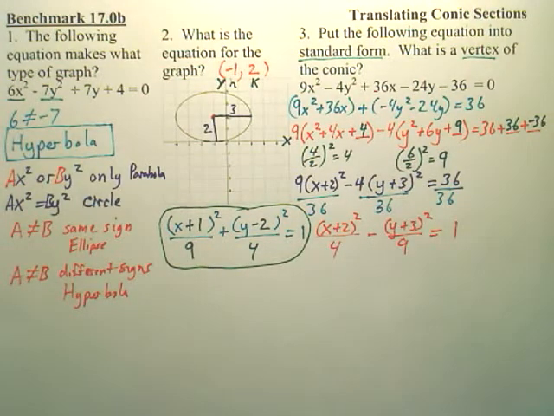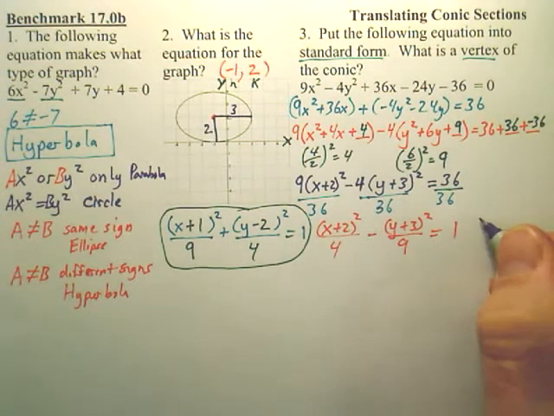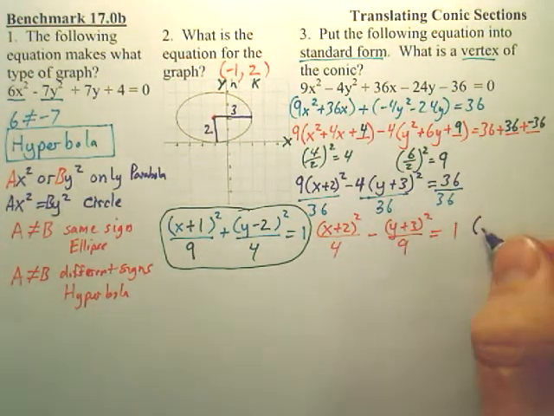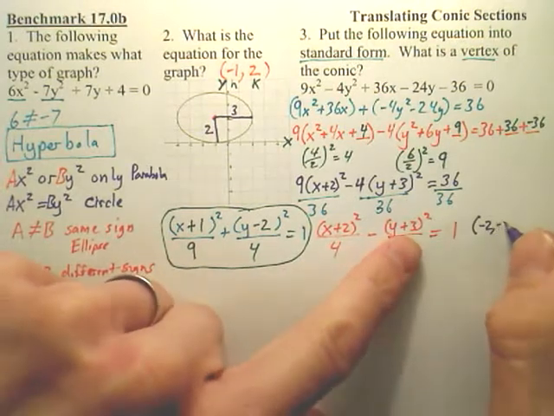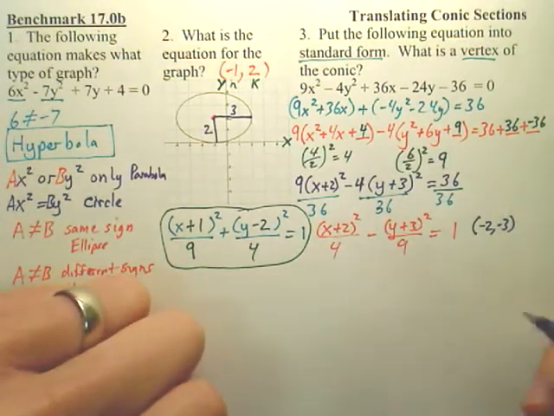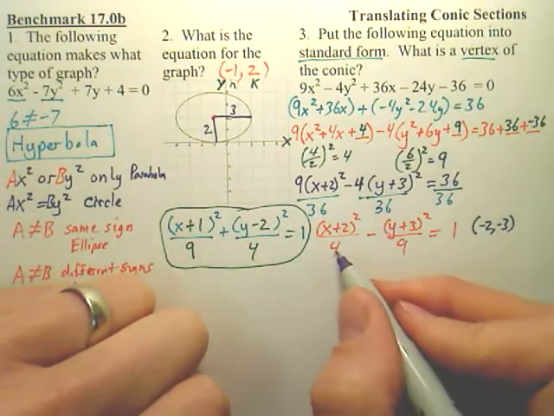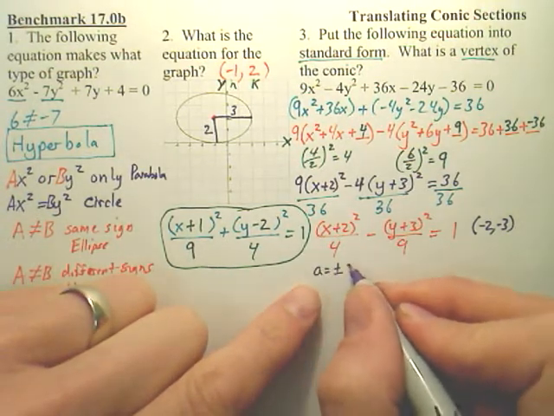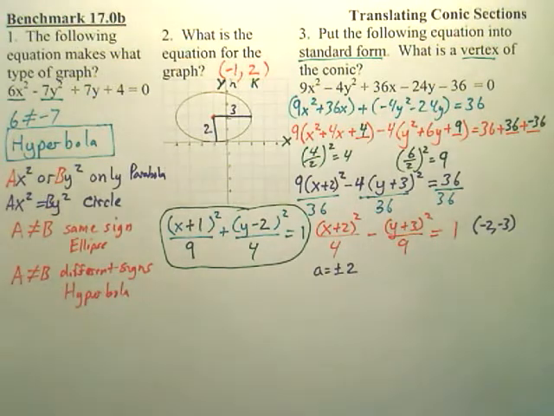So there's our equation. So I want my center. My center, to get the hyperbola, the center is going to be what? Negative 2, negative 3. That's my center. And my vertices are going to be on this. So a is going to be plus or minus 2, because the square root of 4 is 2.